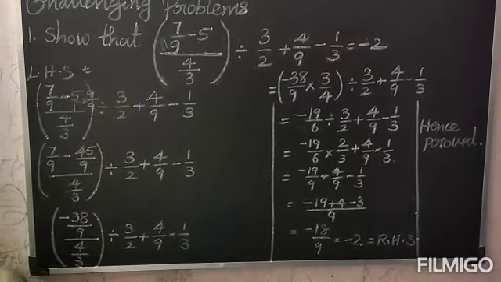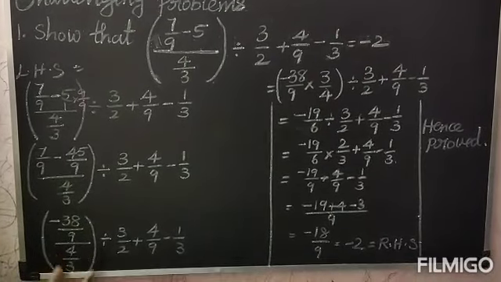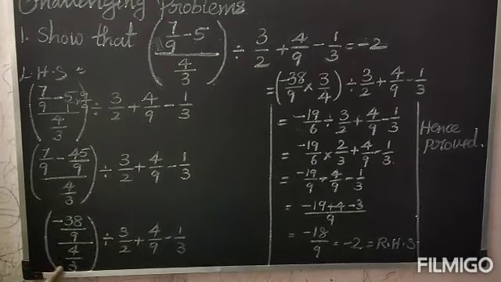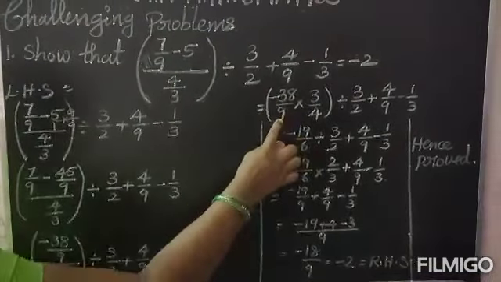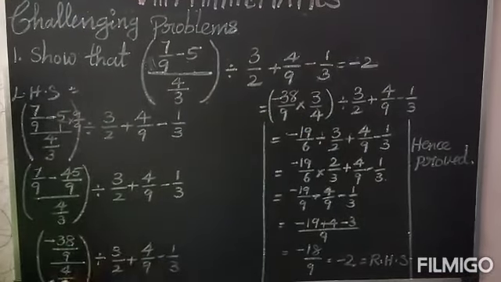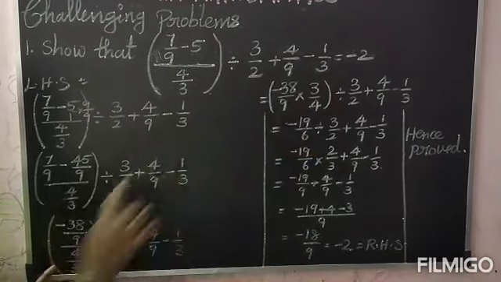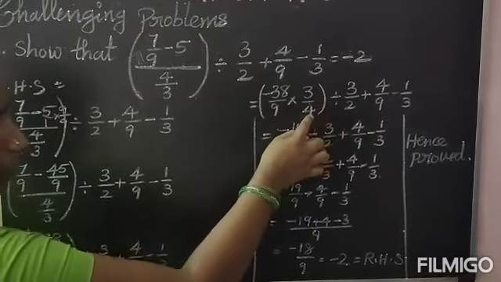Here, divide by means we will take the reciprocal. You know, here also you have a rational number. This 4 by 3 goes to the numerator and we take its reciprocal. So 4 by 3 will become 3 by 4. So minus 38 by 9 into. Here, if you change this divide into multiply, you are going to write the reciprocal of this. So into 3 by 4.